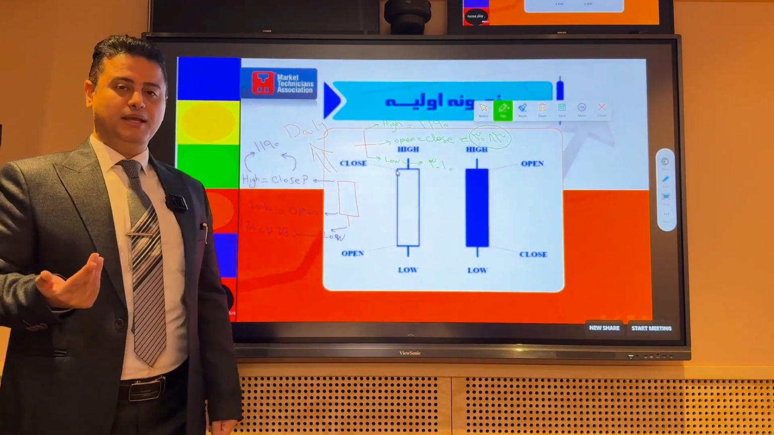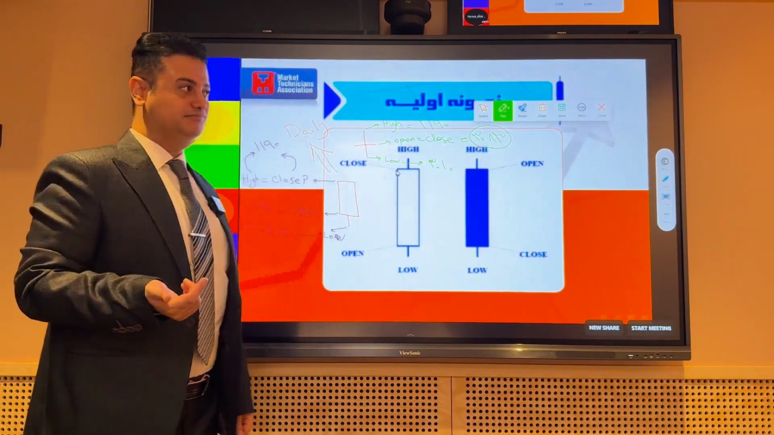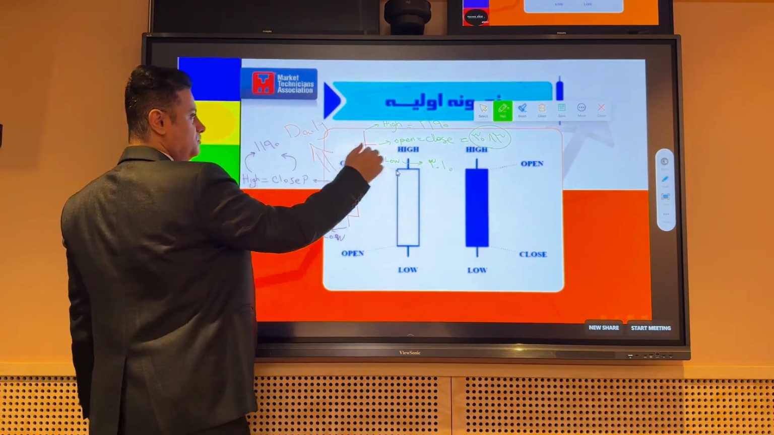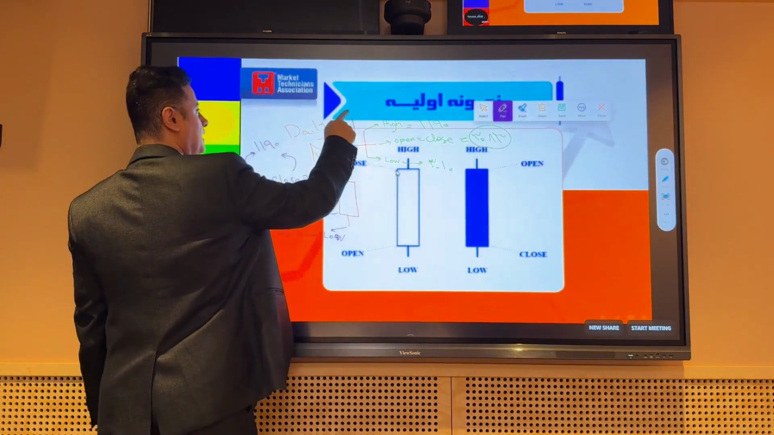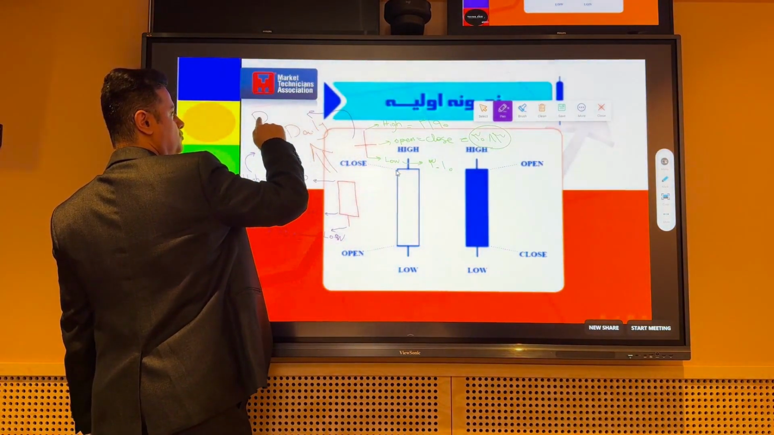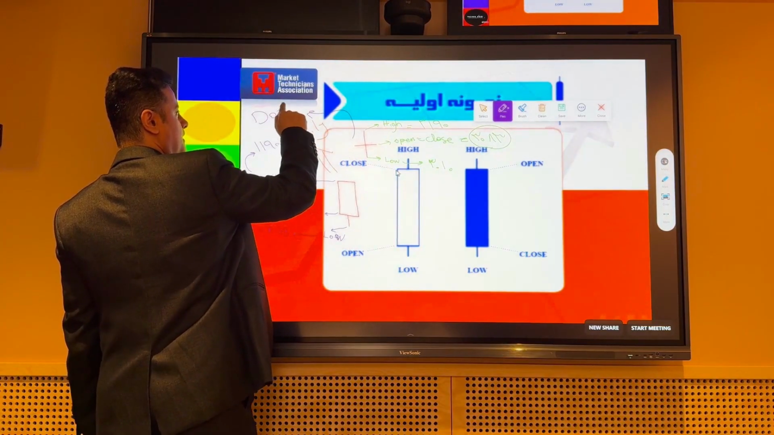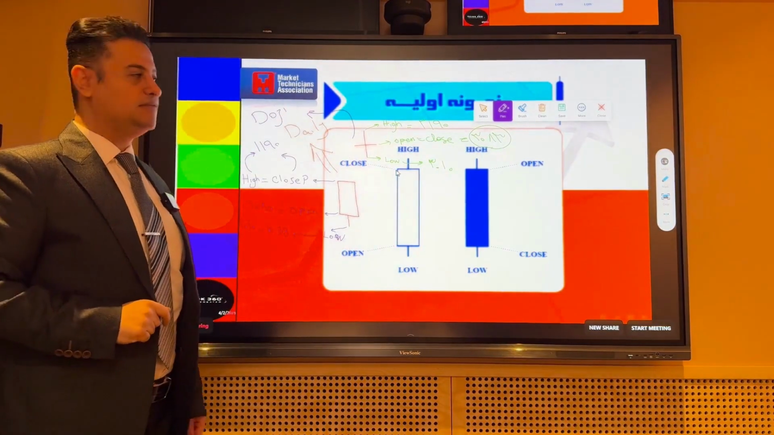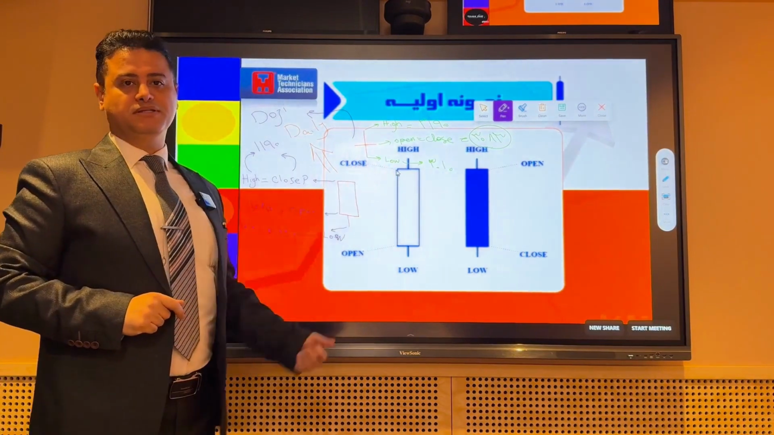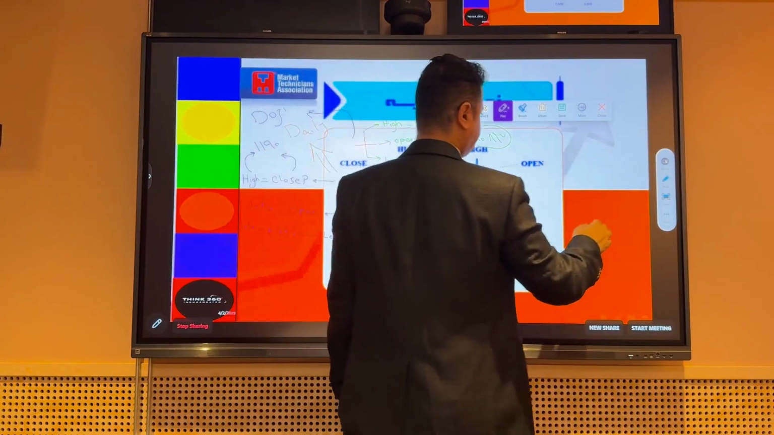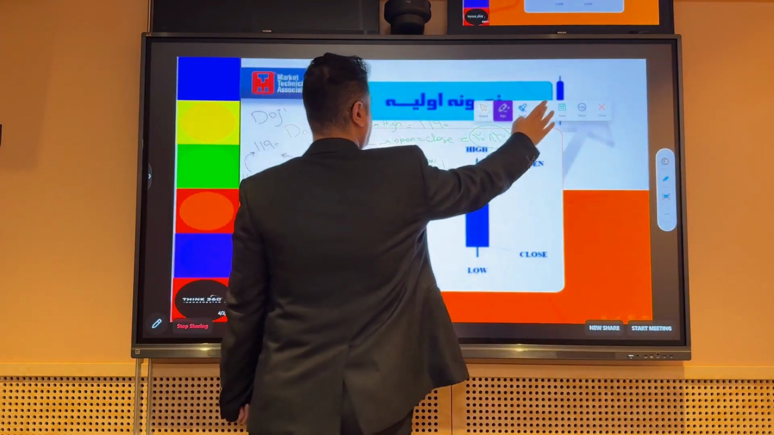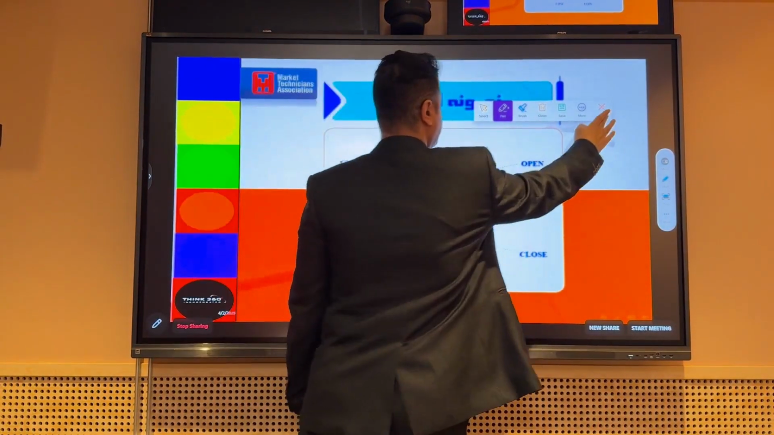And now, as we move forward and get familiar with candlestick patterns, I will tell you that the name of this candlestick, kids, is a doji. A doji is a candlestick where the open price and the close price are equal. All right, let's move on from this topic. Let's go to the next slide.